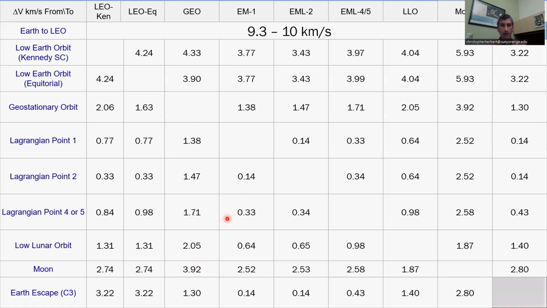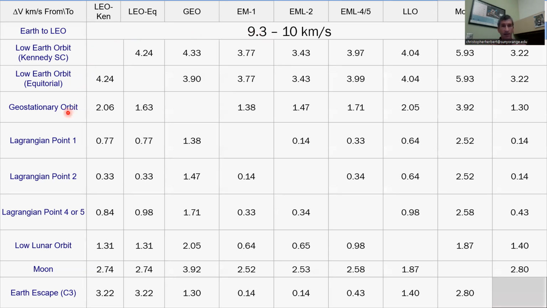Now, here's a really good illustration, albeit a little bit complicated, of what it takes to get to different orbits. Again, 9.3 to 10 kilometers per second just to get to low Earth orbit. And this depends on where you're taking off from the Earth. If you're taking off closer to the poles, it's going to be more. If you're taking off closer to the equator, it's going to be less. But that's what it takes to reach orbit. The fact that the Earth is rotating, the closer you are to the equator, the more of a kick you're going to get to help get you to orbit.